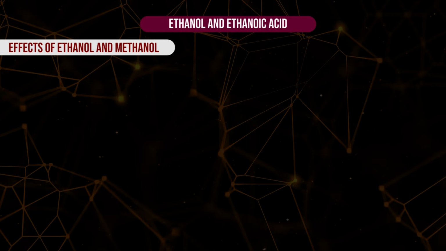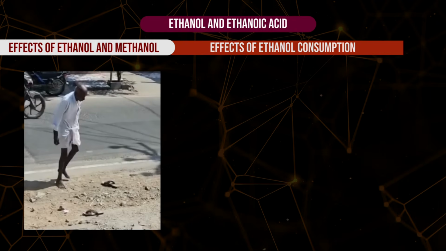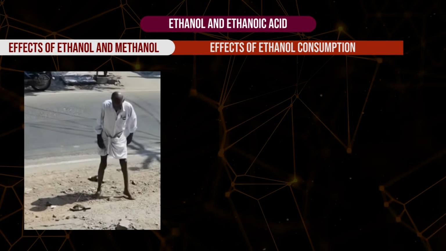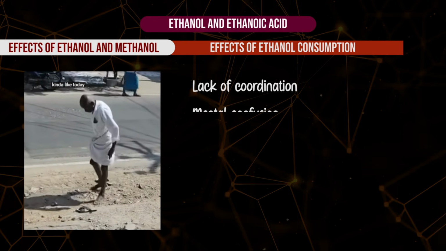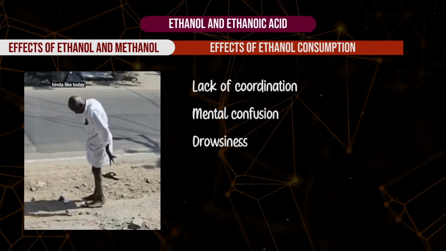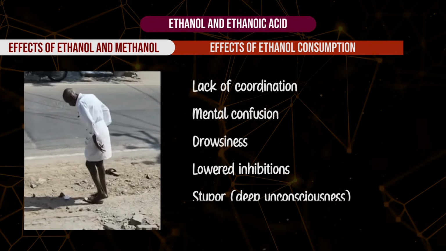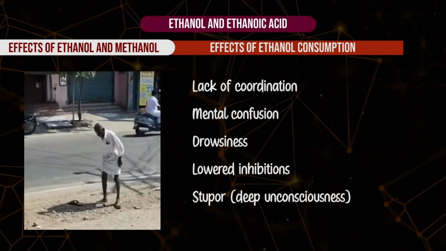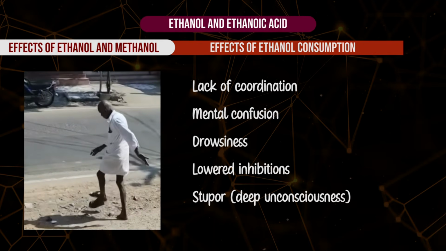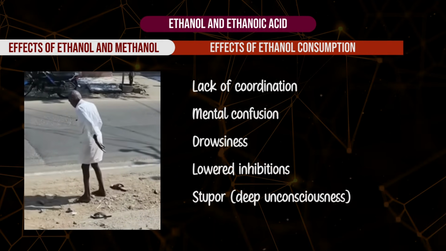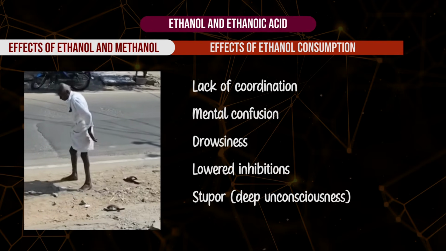Now let us see the effects of ethanol and methanol. Effects of ethanol consumption. Large quantities of ethanol slow down metabolic processes and depress the central nervous system. Its results include lack of coordination, mental confusion, drowsiness, lowered inhibitions, and stupor, meaning deep unconsciousness. People may feel relaxed, but they lose sense of judgment, sense of timing, and muscular coordination.